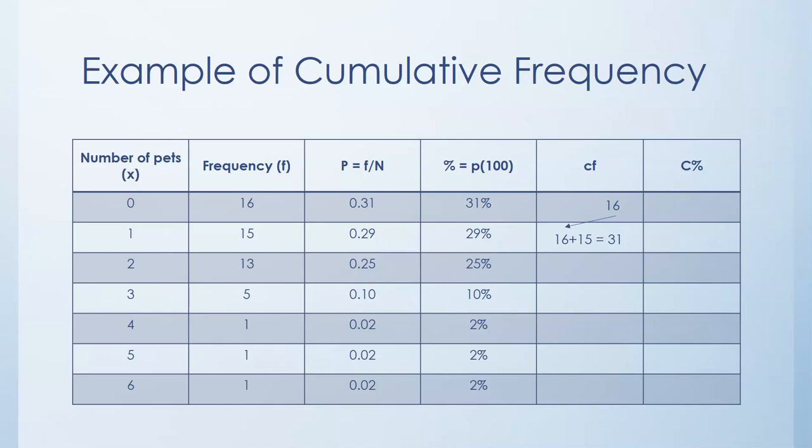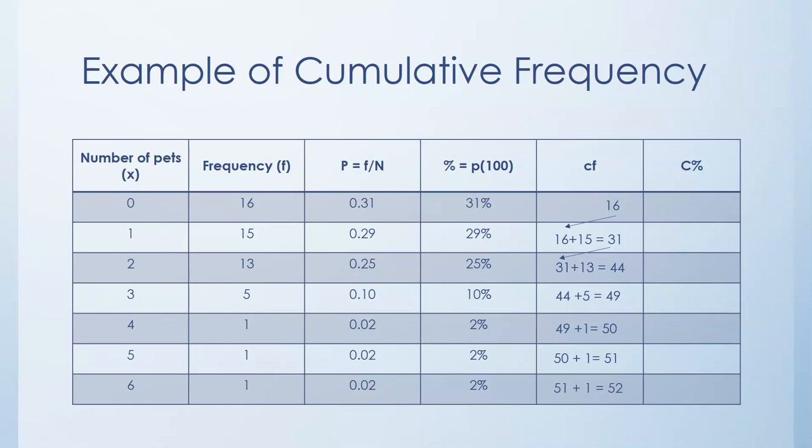We're going to do the exact same thing for the next one. We take that 31 from the previous one and add 13, the number of households that have 2 pets. And we find out that there are 44 households that have either 2, 1, or 0 pets. We just continue that process all the way down to 6 pets. For 3 pets, we would add 44 plus 5 and get 49. For 4 pets, we would add 49 plus 1 and get 50. For 5, we would add 50 plus 1 and get 51. And finally, for 6, we would add 51 plus 1 and get 52.